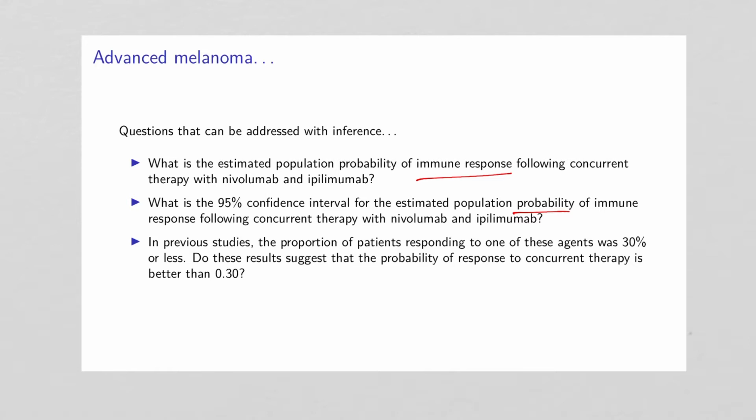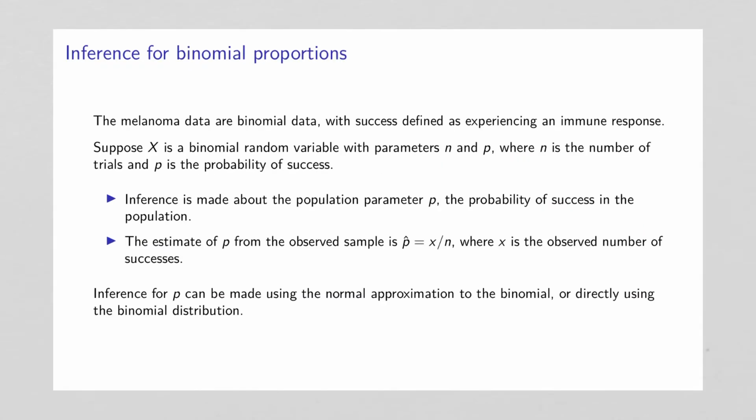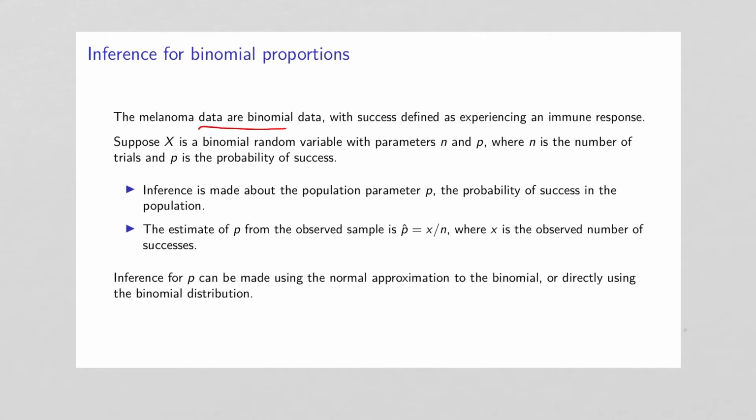In previous studies, the proportion of patients responding to one of these agents was 30% or less. So these results suggest that the probability of the response to concurrent therapy is better than 30%. So we kind of start making some assumptions here on what the two hypotheses are going to be, right? Melanoma data are binomial data, with success defined as experiencing immune response. So we can code it as 1 equals immune response, and 0 as no immune response.